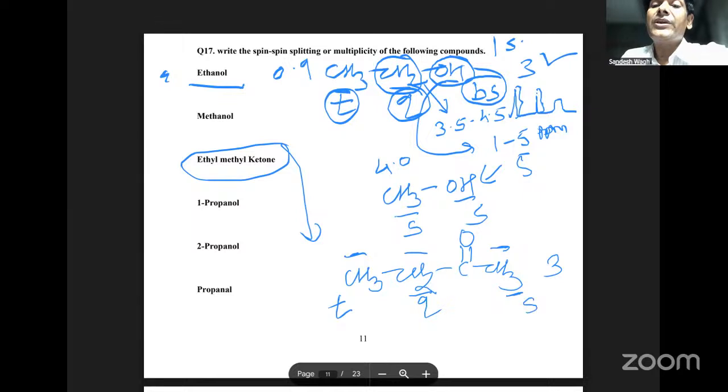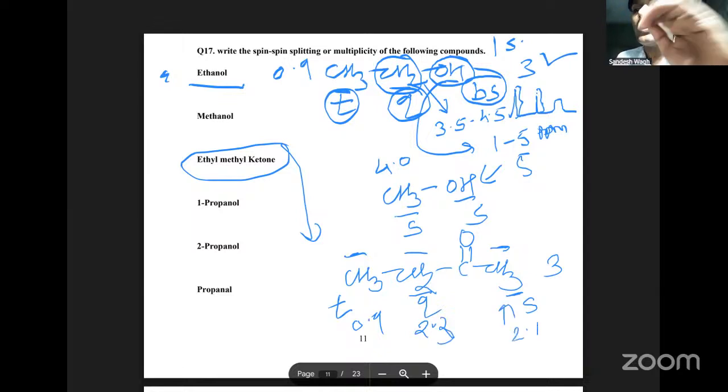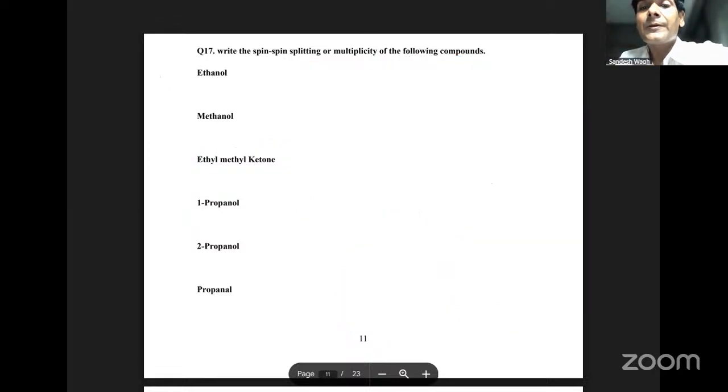So this way you can easily write down the splitting pattern for ethyl methyl ketone. Then write the coupling and their chemical shift value, delta value. So this will be 0.9. This is attached to the carbonyl group, which ranges from 2 to 2.5. So you can write 2.2 or maybe 2.3, and you can write 2.1 here. So this way you can write the chemical shift value too. Come to the next. Okay.